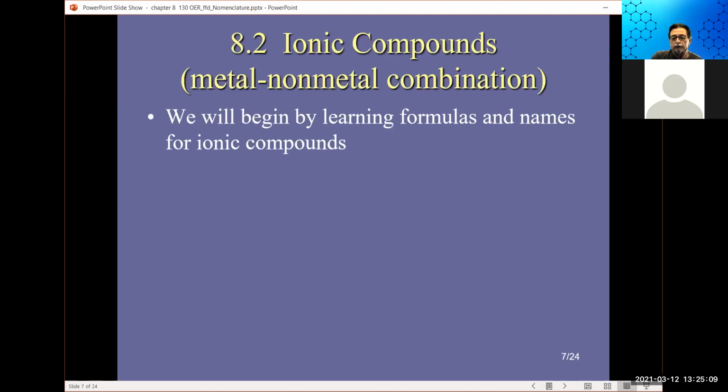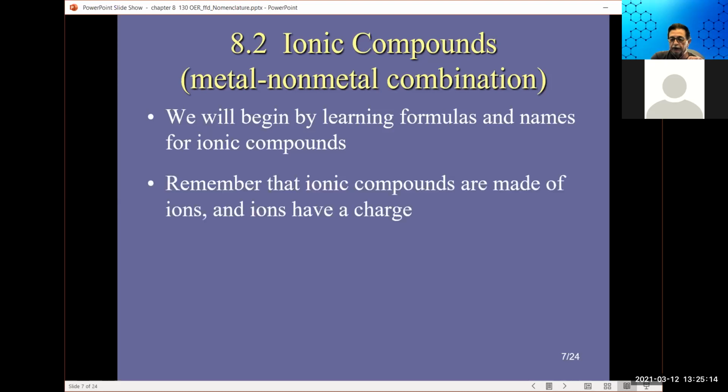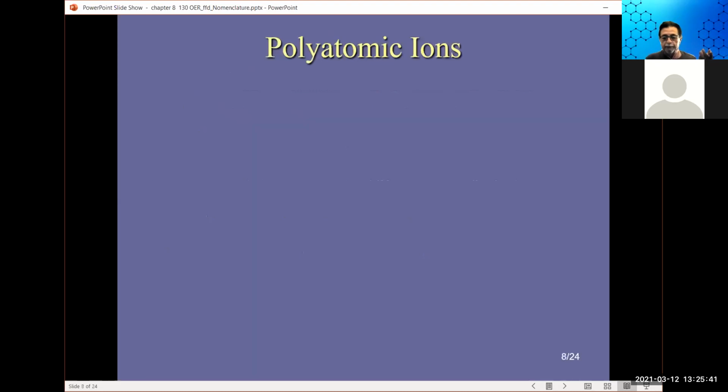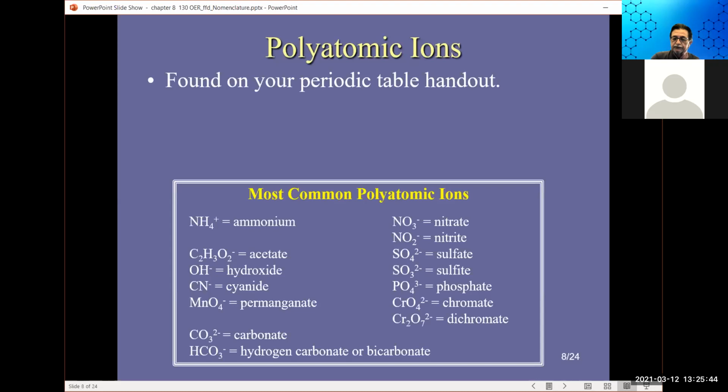All right. Now, metal and non-metal combinations. We're going to begin learning formulas and names for these ionic compounds. Remember that ionic compounds are made up of ions, and ions have a charge. Okay. And the sum of the charges must equal 0. Hence that equation, total number of cations plus the number of anions equals the charge of the compound, which here would be 0. Okay. The polyatomic ions, you got that? Remember those? Okay.